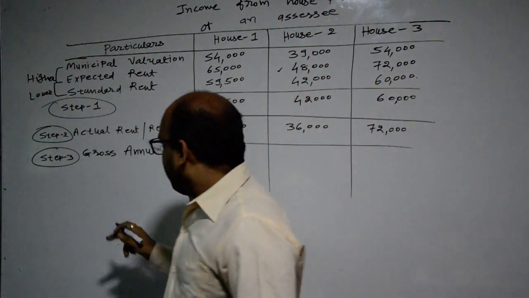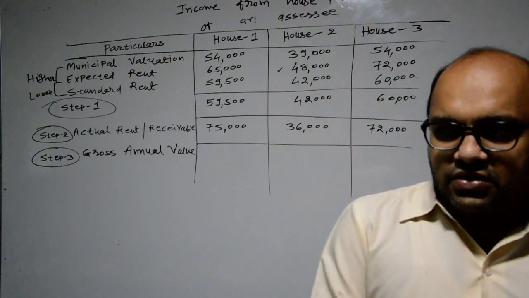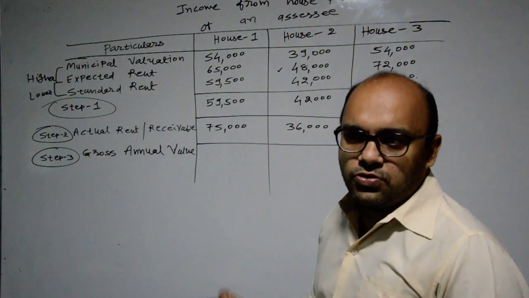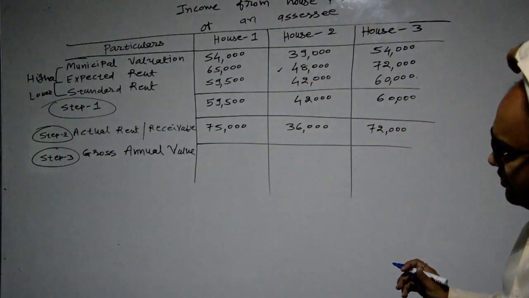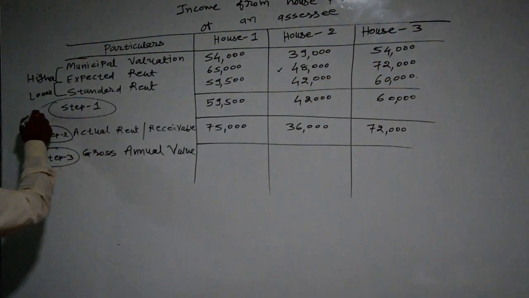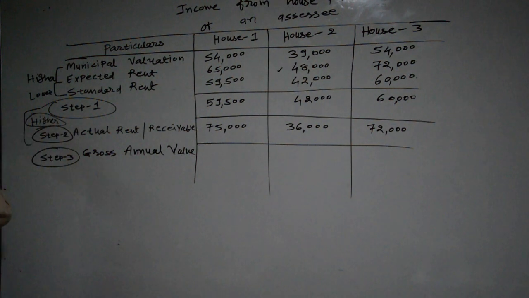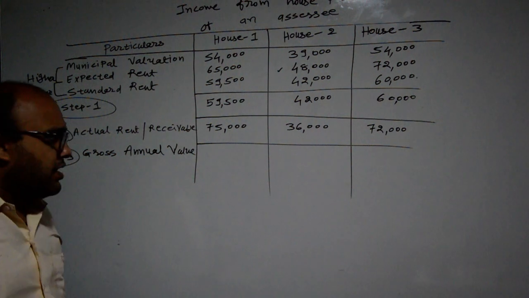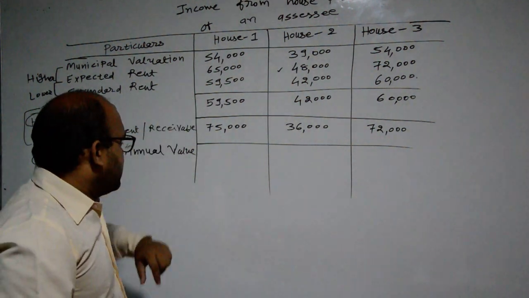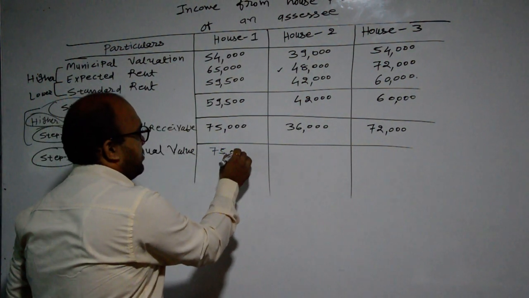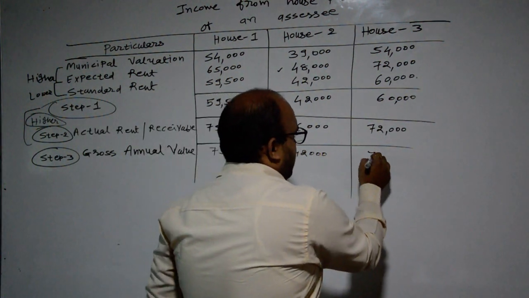Then our step number 2 is actual rent. Actual rent means the amount which the tenant is paying as rent to the owner. So this is the actual amount: 75,000, 36,000 and 72,000. Between step number 1 and step number 2, the higher will be selected. We have already discussed this in an earlier lecture, but I am telling you for your reference. So here 75,000, then here 42,000, here 72,000.